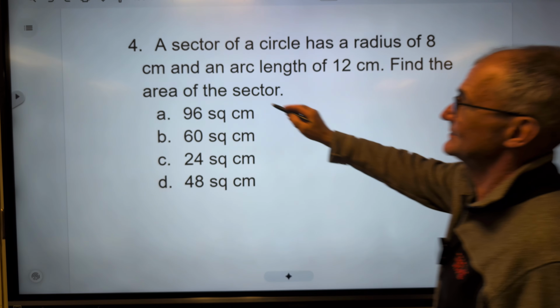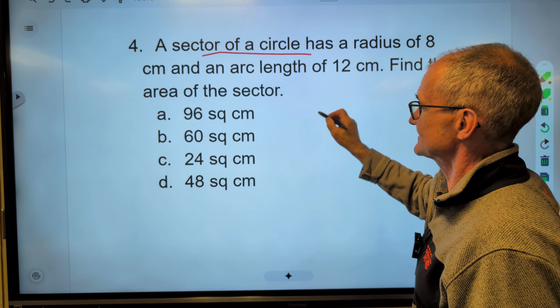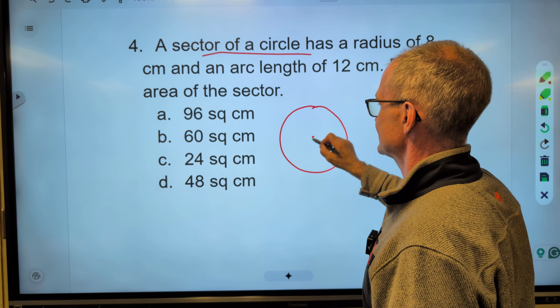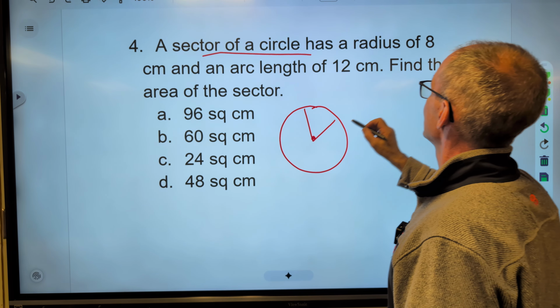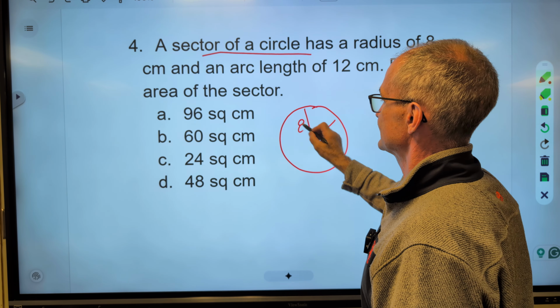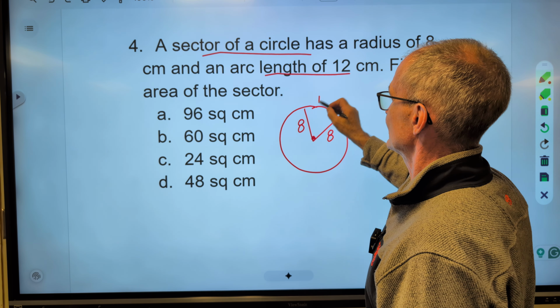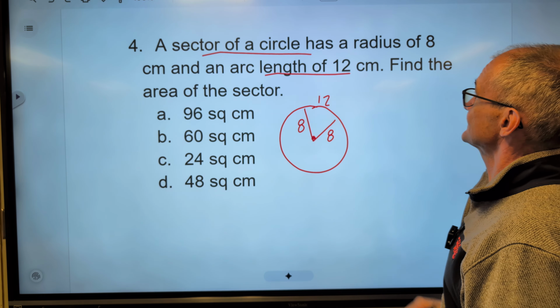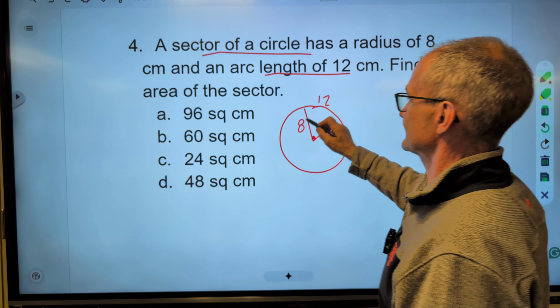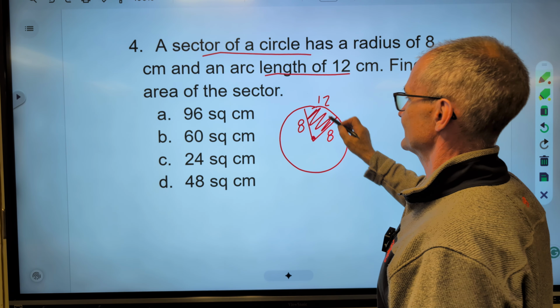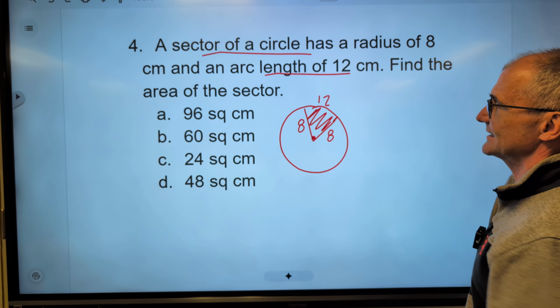Okay, a sector of a circle. So that's like a slice of pizza. So I have a sector of a circle, has a radius of 8, and an arc length of 12, all centimeters. Find the area of the sector. Okay, so I need to find the area of that slice.